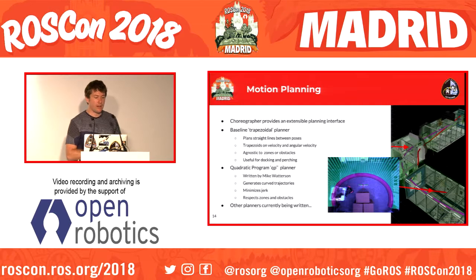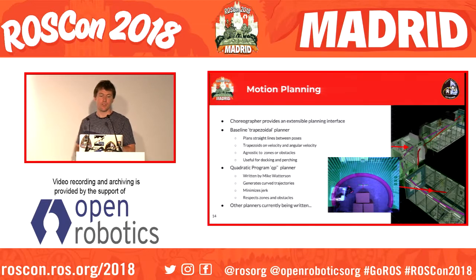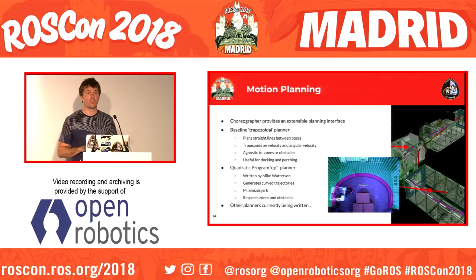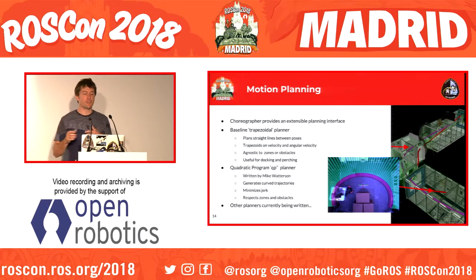We also have the quadratic program planner, which was written by Mike Watterson. He works at UPenn with the fantastic quadrotor team of Vijay Kumar. This is the planner that they effectively use to generate curved trajectories for their quadrotors in real time. What it does is find a trajectory to get from a starting point to an end point, respecting any keep-in and keep-out zones and minimizing overall jerk in the system. So it's a pretty neat piece of code.